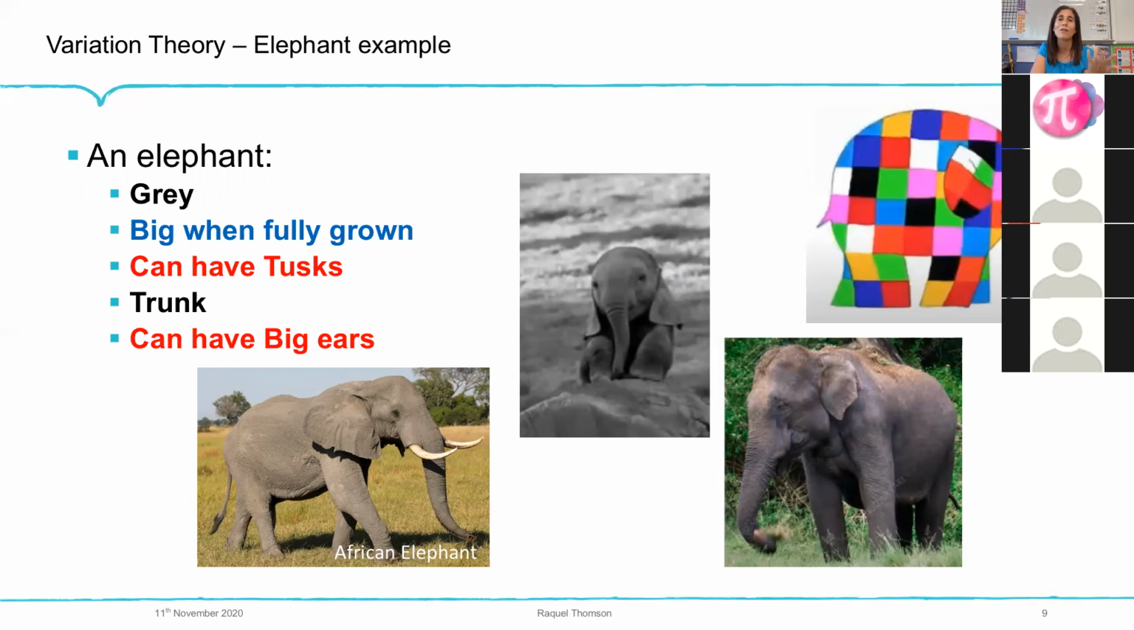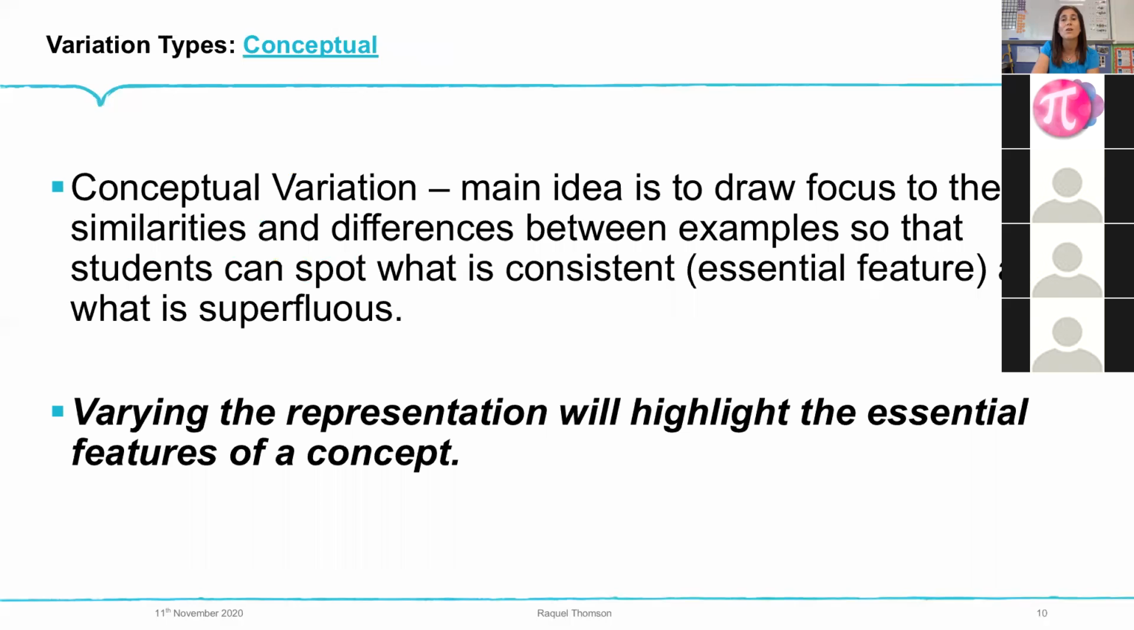So we're going to start. Variation can come in two forms. One is conceptual, the other one is procedural. We're going to start with conceptual, and the main idea is to draw the focus, much like what we've just done with the elephant example, on the similarities and differences between the examples so that the children can spot what is the essential feature, that is, what is the concept, and what is not essential and superfluous. So varying the representation will then highlight the essential features of the concept.